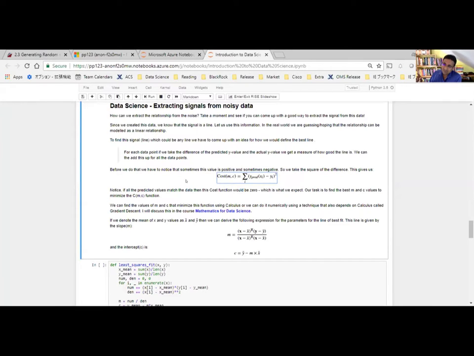Could I have just done y minus y predicted? Could I have just subtracted the two and be done? Could be. I haven't got it. Haven't got what?